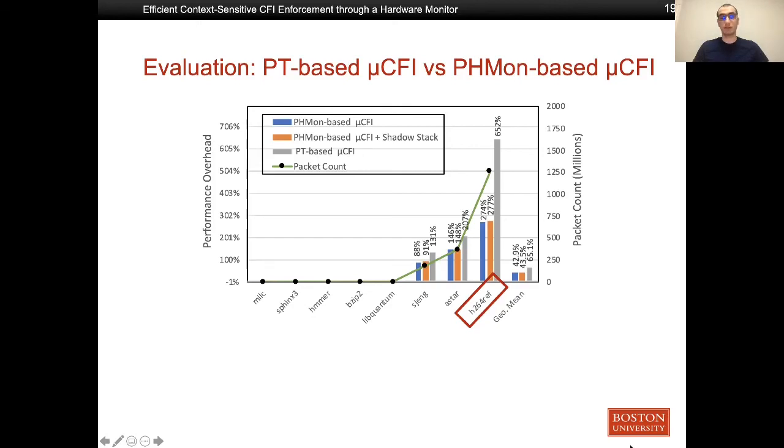And as I mentioned before, we also protect the backward edges by implementing a shadow stack, and adding a shadow stack increases the performance overhead by less than 1%.